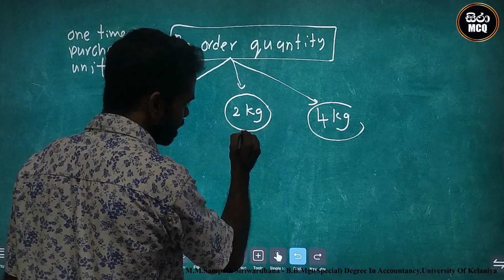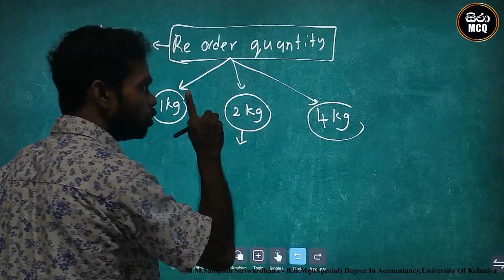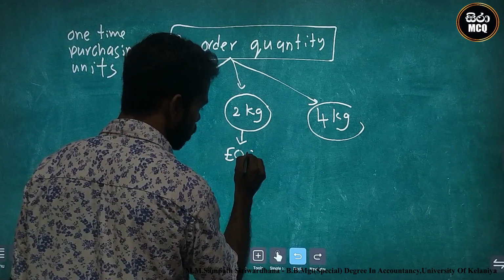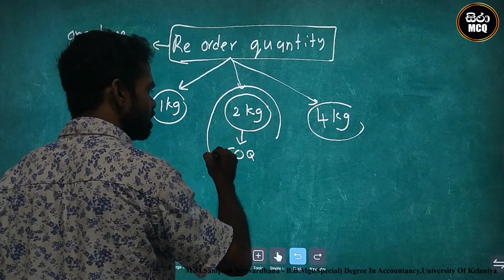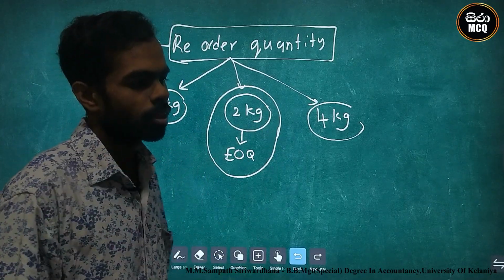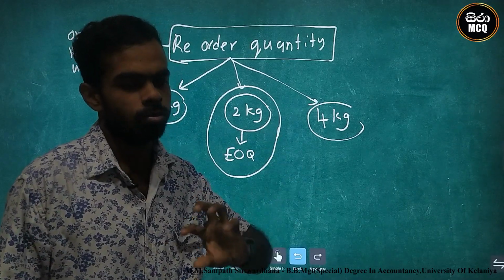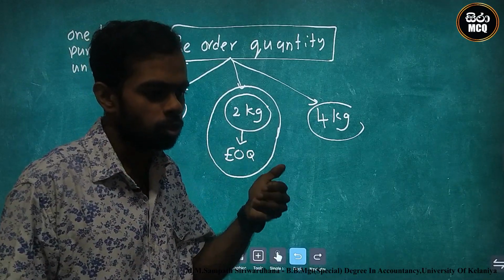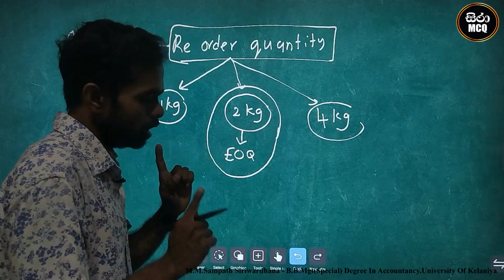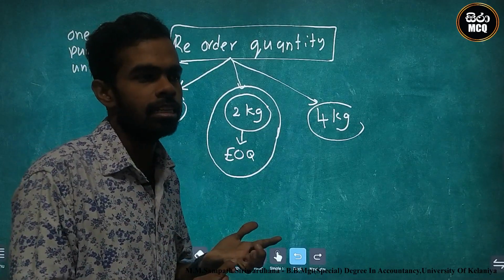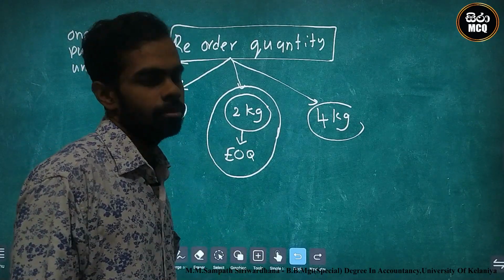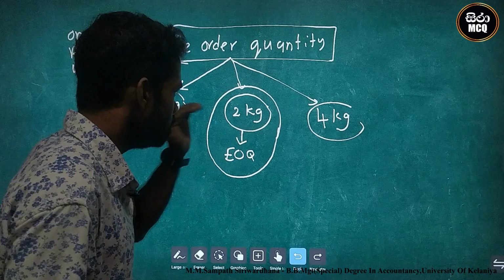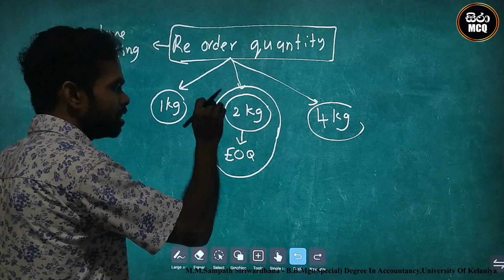Therefore they select the EOQ, economic order quantity. Economic order quantity is 2 kilos. Why? Economic order quantity is the average one. This is the ordering cost, the purchasing cost, and the cost is minimum at the EOQ. Economically beneficial means cost is minimum. So the cost-minimum quantity you should purchase is 2 kilos.